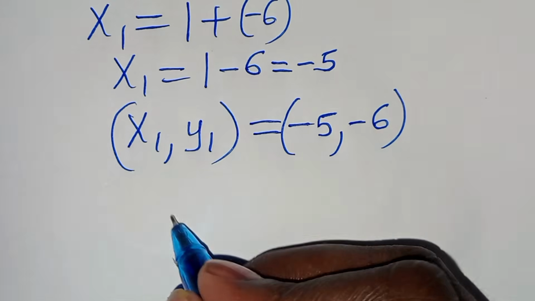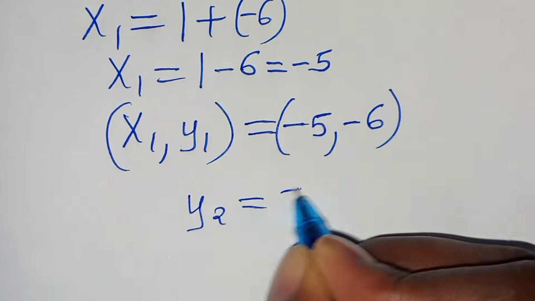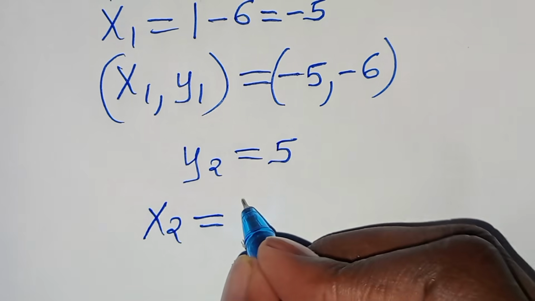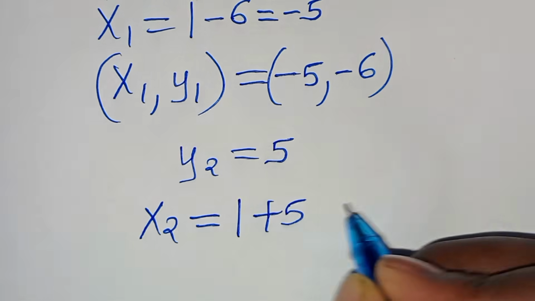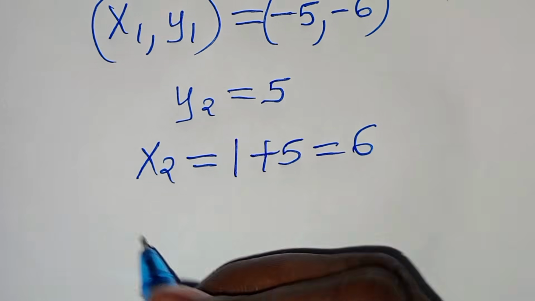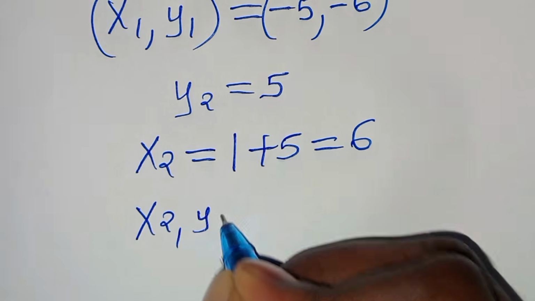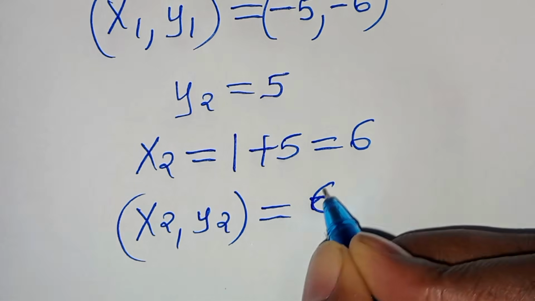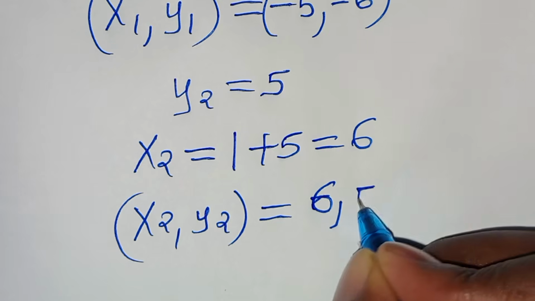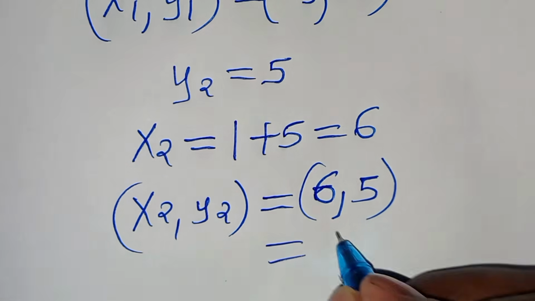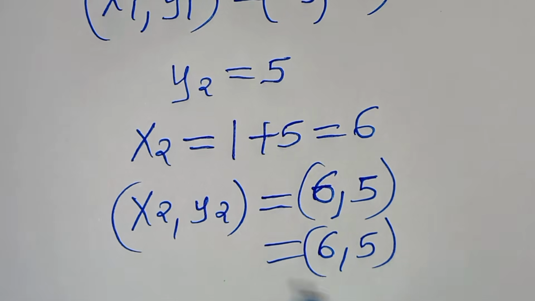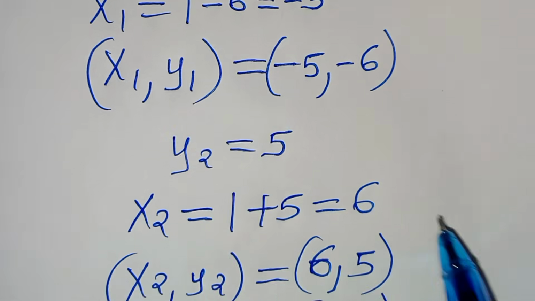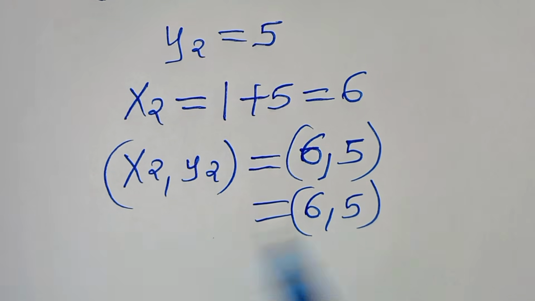Now, we have that y2 is equal to 5. So we can solve for x2, which is equal to 1 plus 5, and this is equal to 6. So we have x2, y2, the second set of solution, which is 6, 5. This is the second set of solution that we have. So let's check x1, y1 and x2, y2 to see if they satisfy the equation.